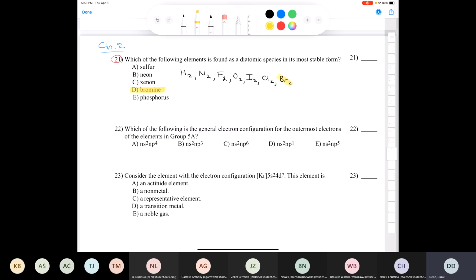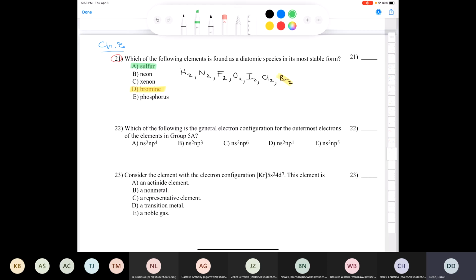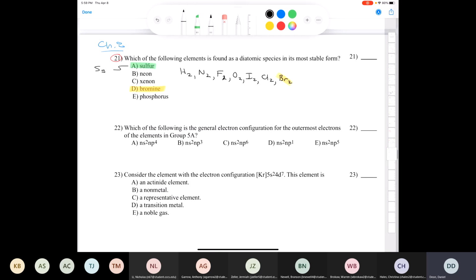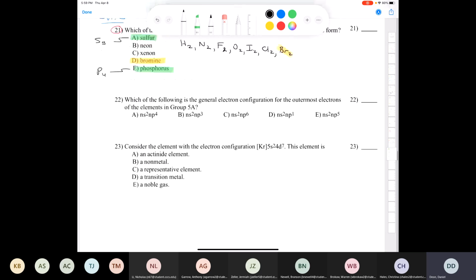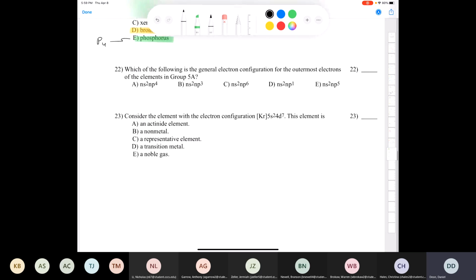You see, there's a couple other tricky ones in here, right? Sulfur can come in a packet of 8, and phosphorus comes in packets of 4, but that's not diatomic. That's tetratomic and octatomic. So we have diatomic as being bromine. You need to be fully aware of all the diatomic elements.